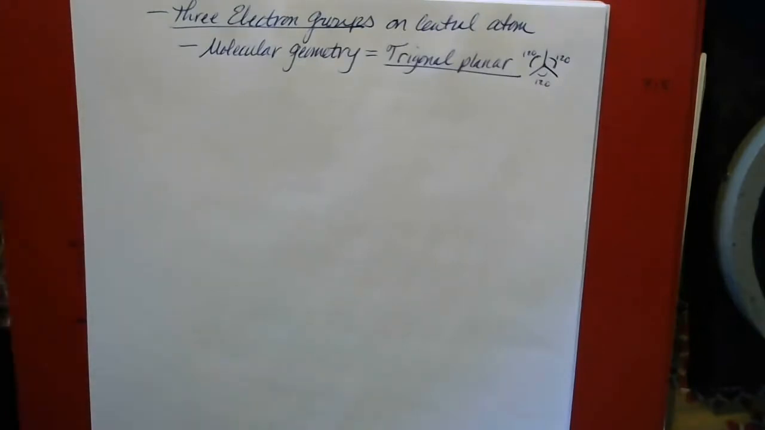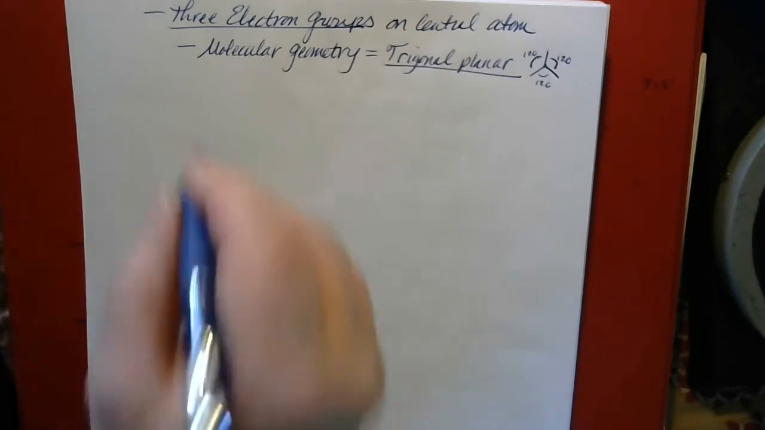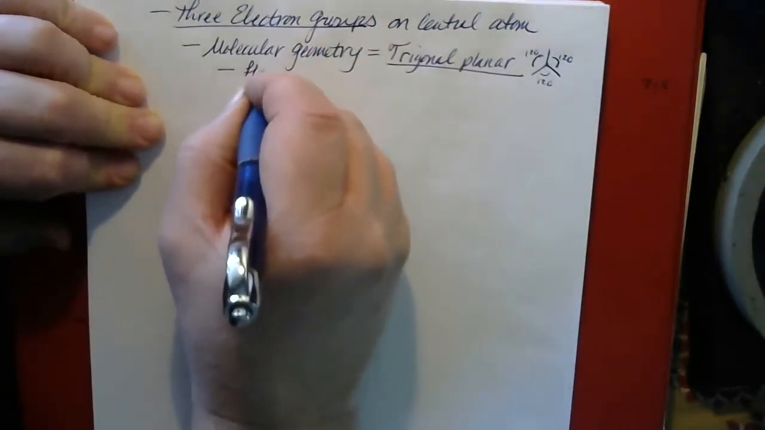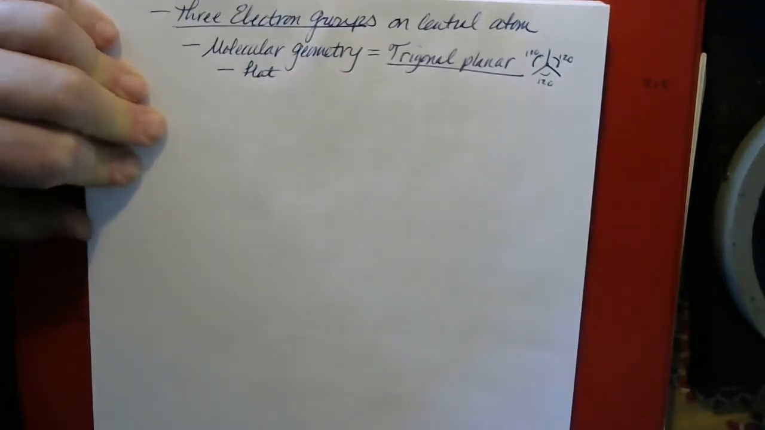Because when you have 3 things that are all attached to one central point, and you want to get them as far apart from each other as possible, the way to do it is to have them all in the same plane, 120 degrees apart. There is no other way that you can get them any further apart than that. As the name implies, planar means flat, and trigonal means 3-sided.